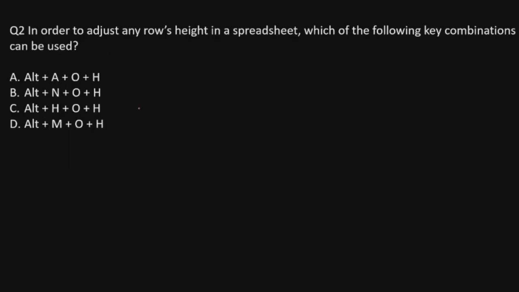In order to adjust any row's height in a spreadsheet, which of the following key combinations can be used? Okay, so they are asking for the shortcut key, and the shortcut key is Alt AOH. Not Control AOH. Luckily we don't have a Control here, so Alt AOH is the right answer.